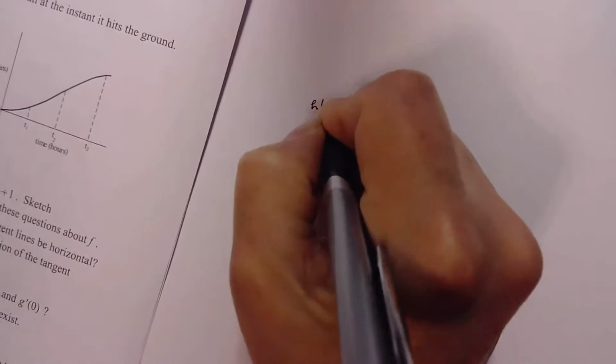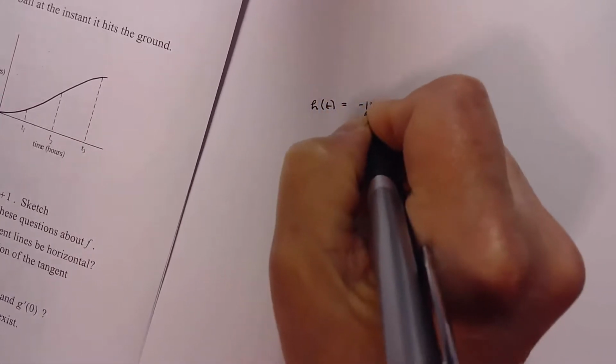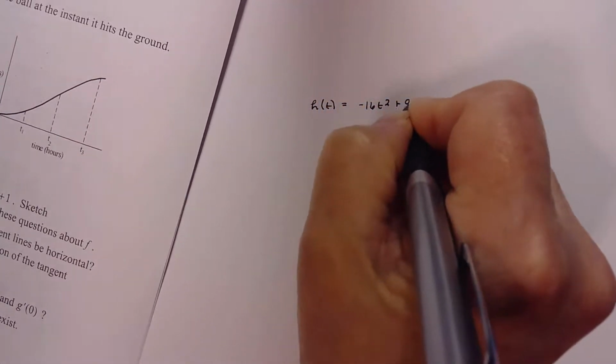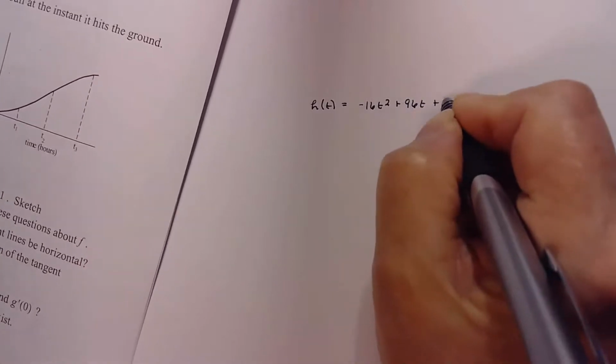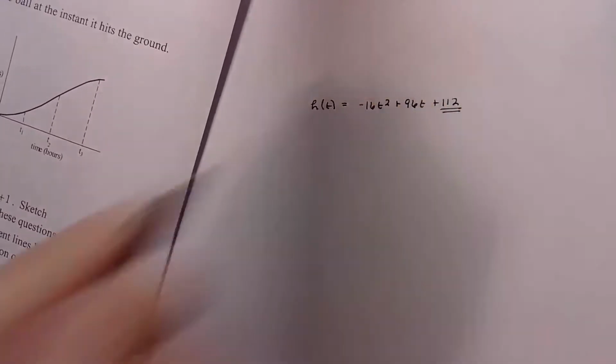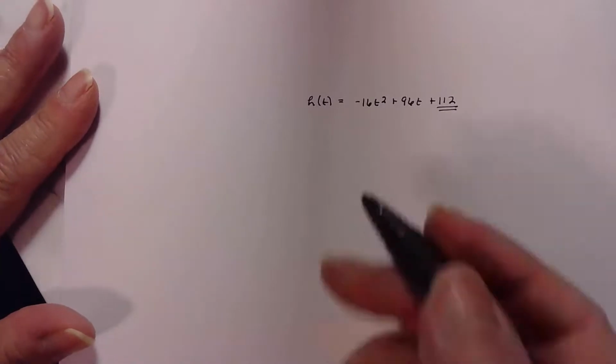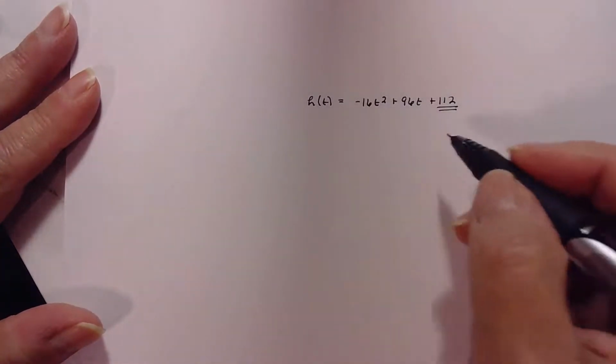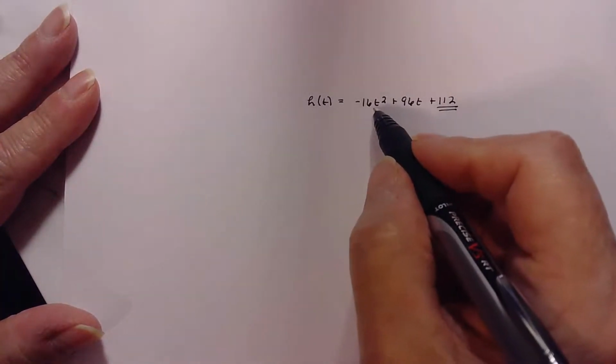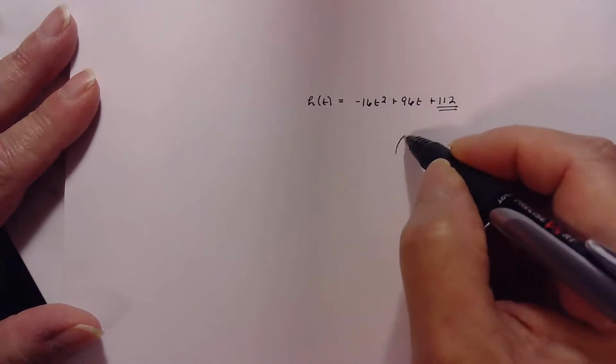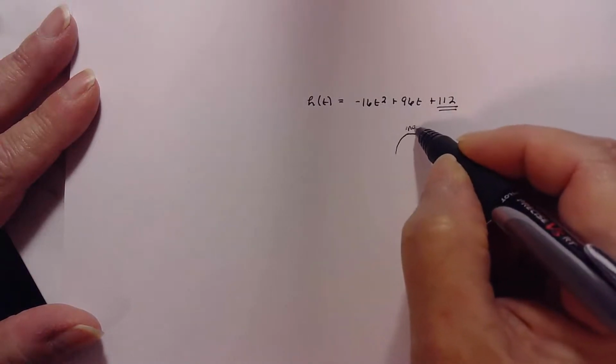So let me write this function down here. We've got h of t is equal to negative 16t squared plus 96t plus 112. Remember, this is the height of the ball initially, before it's dropped. So if we want to find the maximum height that the ball attains, remember from algebra 2, this is a parabola that opens down because it's a quadratic function. It's going to frown, right? It's going to have a maximum up here.